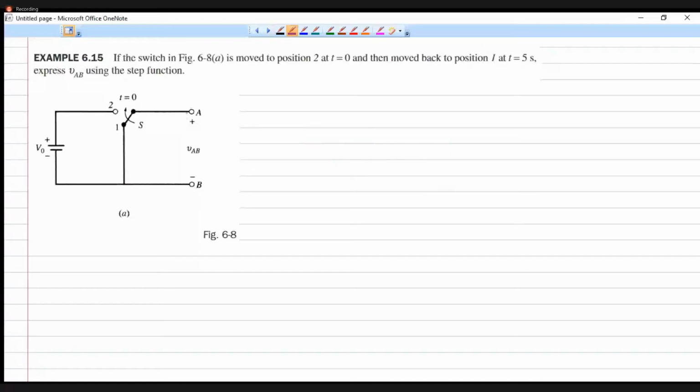Similar question only. If the switch in figure 6.8a is moved to position 2 at t is equal to 0 and then moved back to position 1 at t is equal to 5 seconds, think and then answer. How can I write VAB?